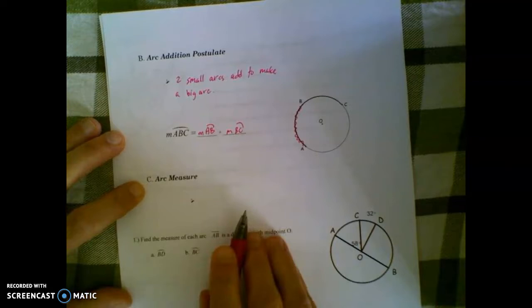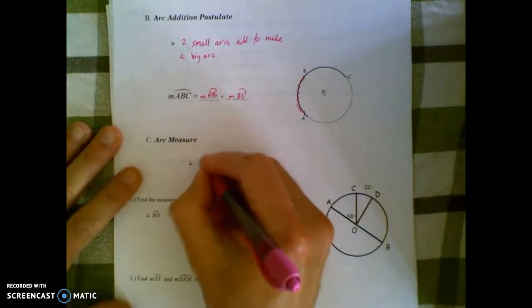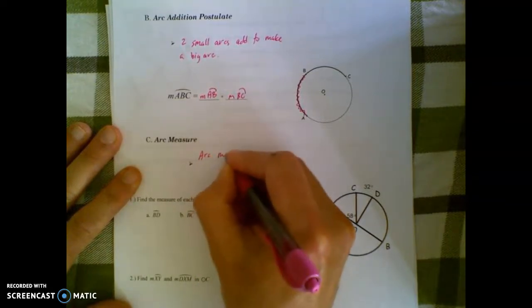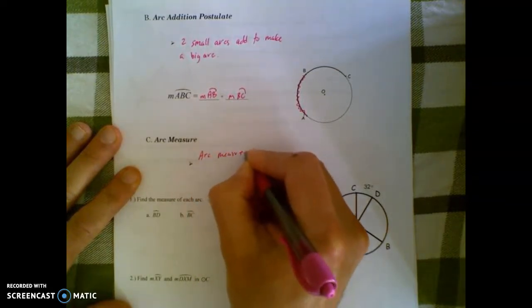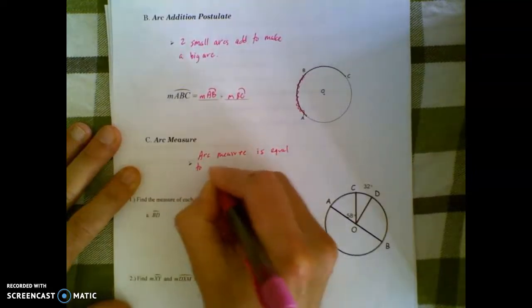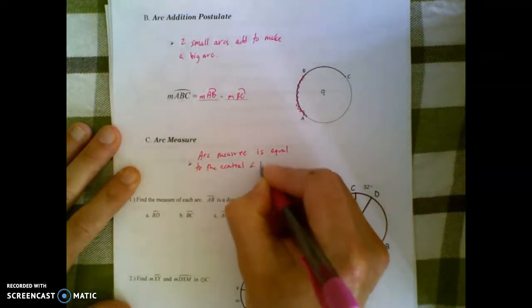Then there's the concept of arc measure. Arc measure, if you remember, is equal to the central angle that makes the arc.